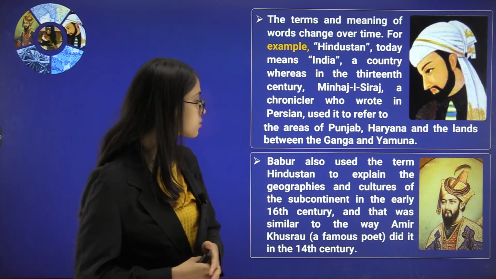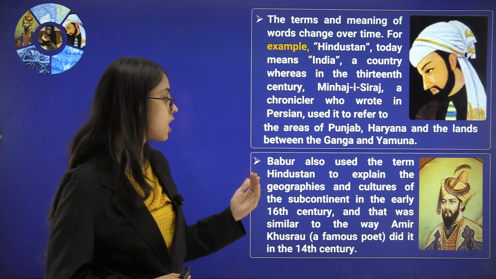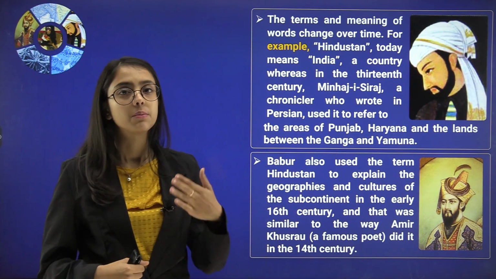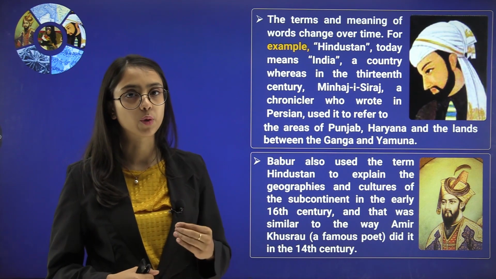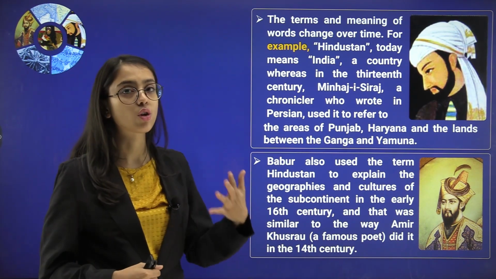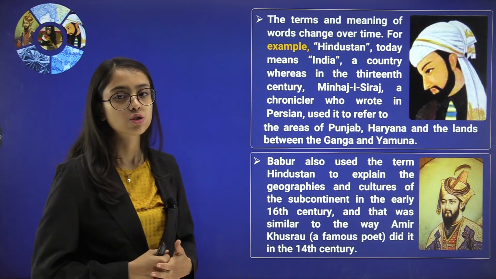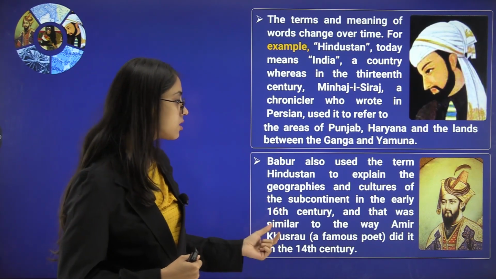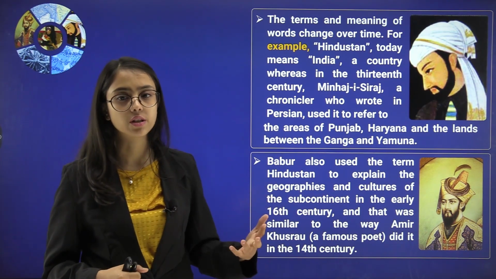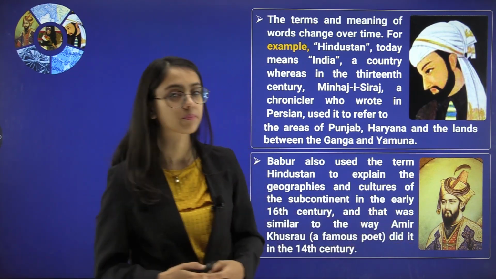Babur also used the term Hindustan to explain the geographies and cultures of the subcontinent in the early 16th century. Babur was a Mughal emperor and he used the term Hindustan in order to explain geographies and different cultures of the subcontinent. This was similar to the way Amir Khusro, a very famous poet, did in the 14th century. Here is an image of Babur.